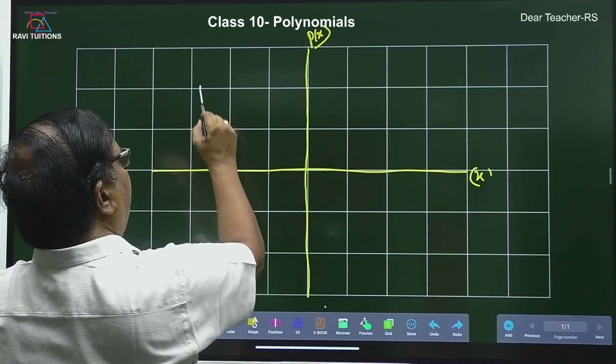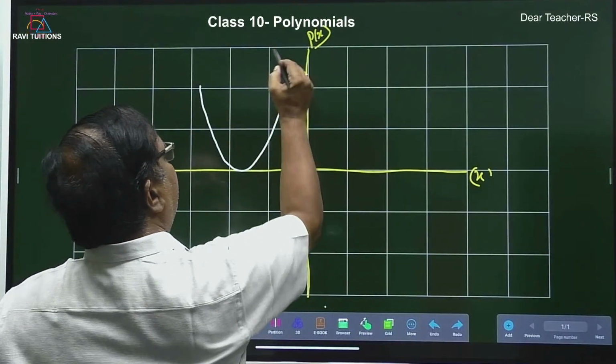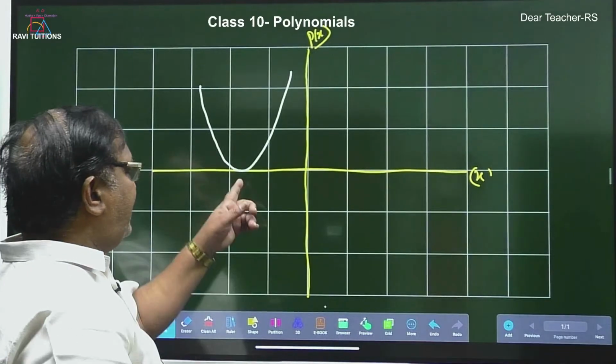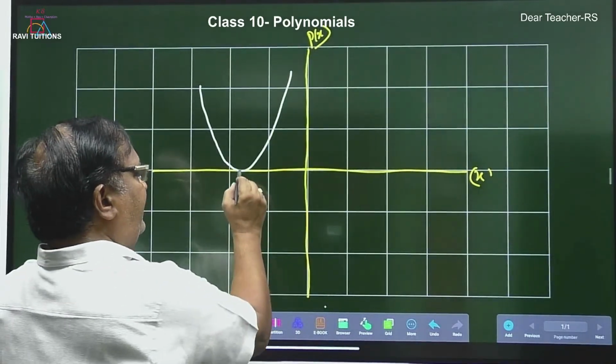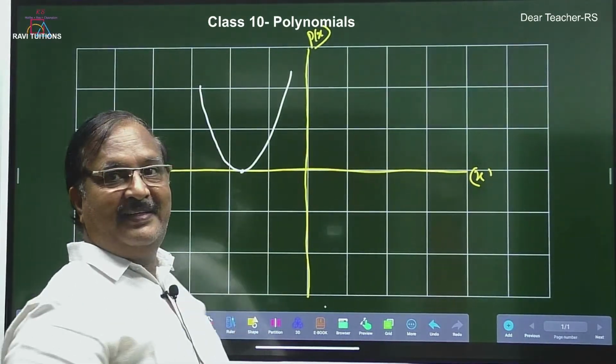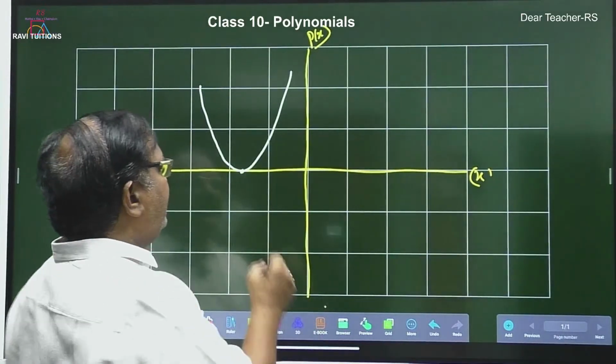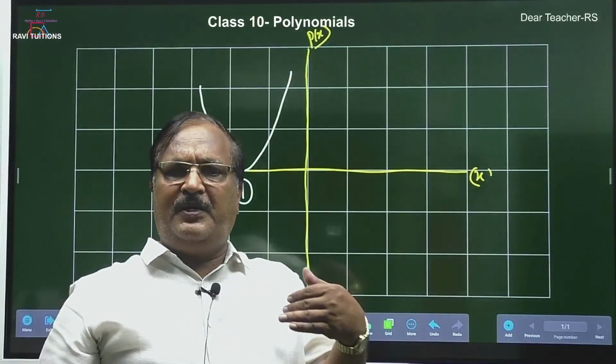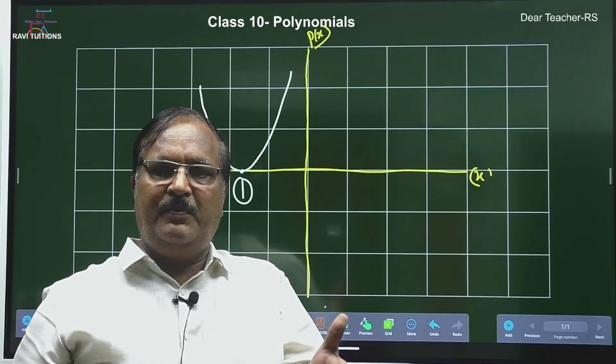Let me take one more graph. Sometimes the graph will be like this. That is, it is touching at only one point. So because it is a quadratic, it has only one zero, and if it is quadratic, both zeros are same. Okay.